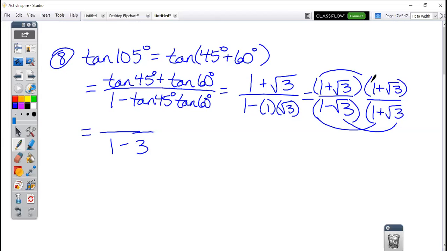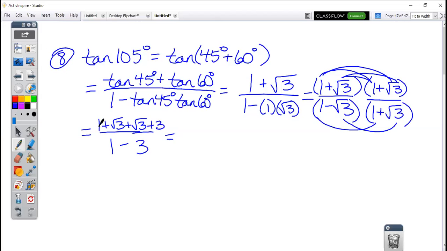On top, wait, how did this not cancel? You're multiplying. You're saying negative square root of 3 times positive square root of 3. Okay? All right. So on top, you got 1 times 1 is 1. 1 times square root of 3 is square root of 3. Square root of 3 times 1 is square root of 3. And the square root of 3 times the square root of 3 is just 3.